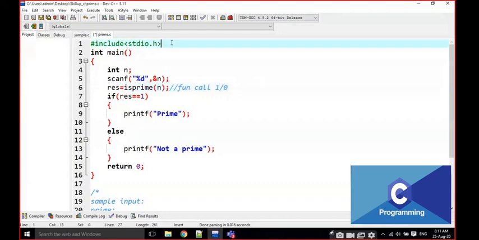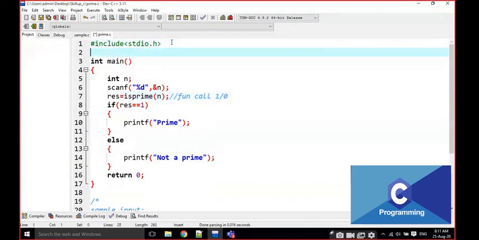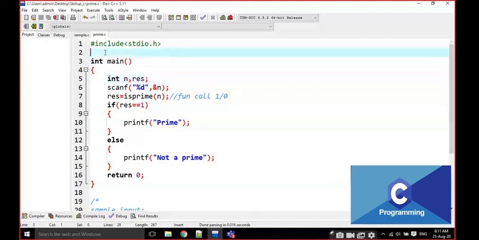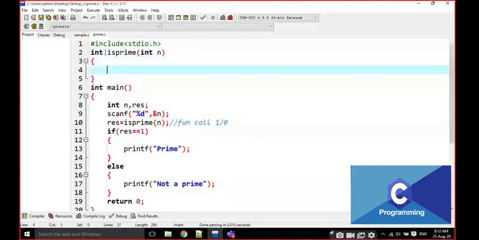No doubt about that. Res. What is the data type of res? I forgot to declare it. 1 or 0 means it is going to be an integer, right? That's why I am going to take it in the integer block. What is the return type? Return type is integer. Function name is isprime, and the variable I am passing here is n.